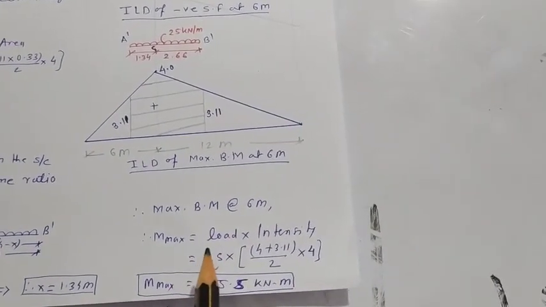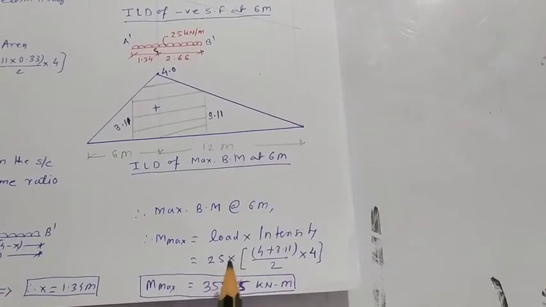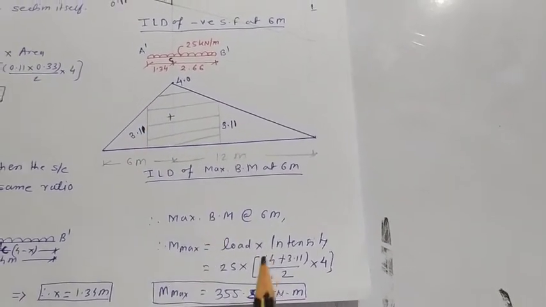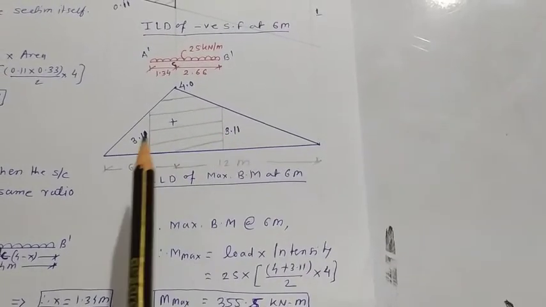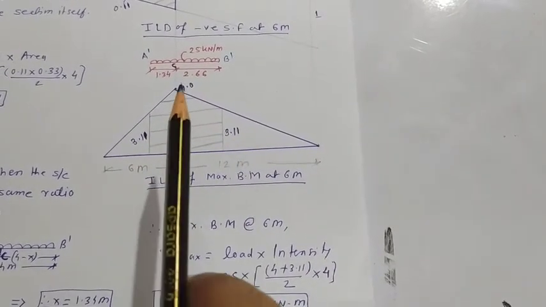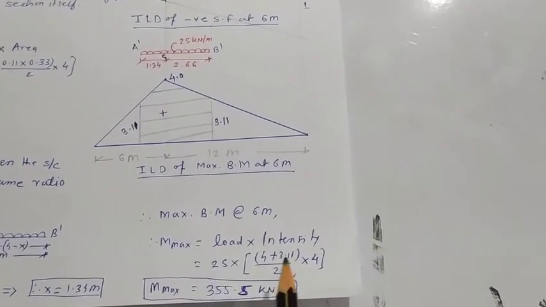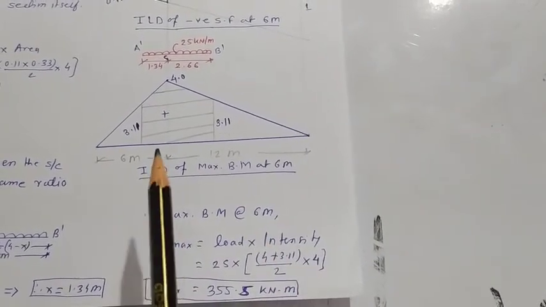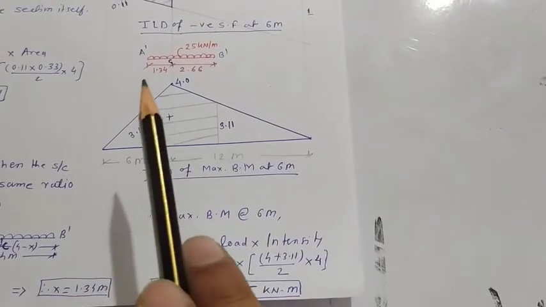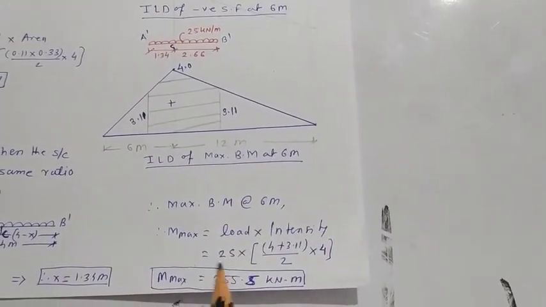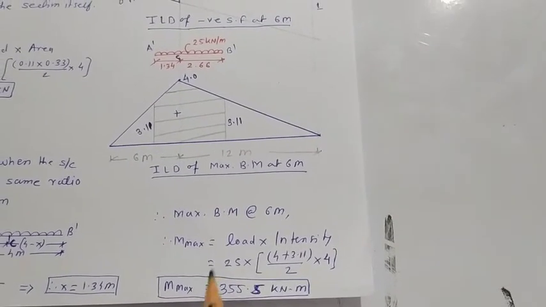So maximum bending moment is load into intensity. Okay. Just take the average of the two values of this one. Okay. So if both ordinates are the same, just multiply 4 into (4 plus 3.11) by 2, the average height, multiplied by its length. Its length is total 4 meter. Okay. Multiplied by load intensity, you will get the maximum bending moment.